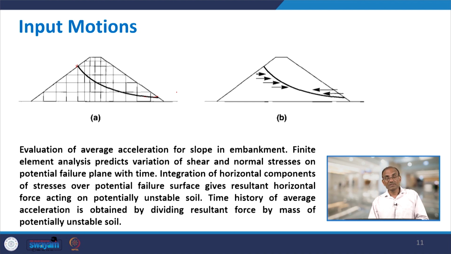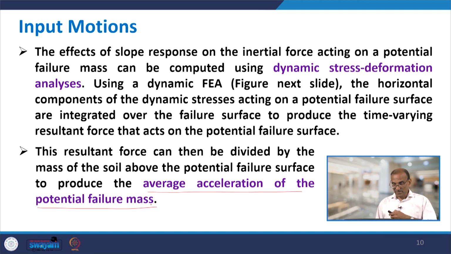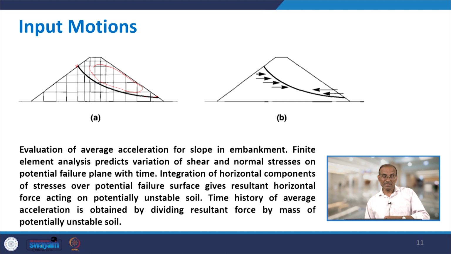Then what you do, you divide this by the total mass. We integrate from here to here the horizontal component of dynamic stresses, and on top of it you have the mass here. So, when we divide the total force by total mass, then you find the average acceleration of the potential failure surface, and this average acceleration is used. The evaluation of average acceleration for slope and embankment can be calculated this way.